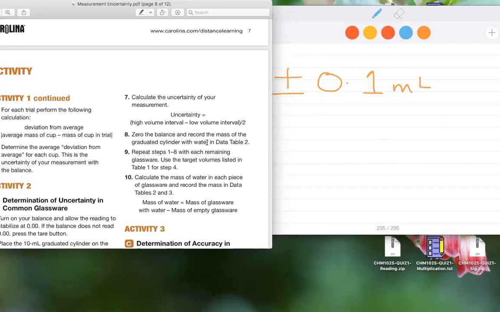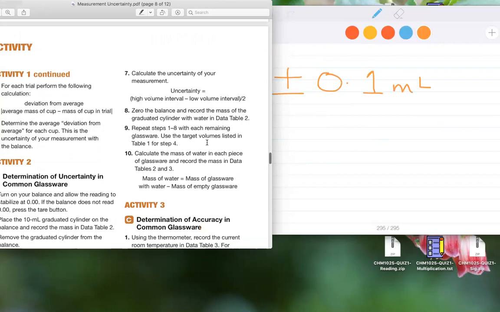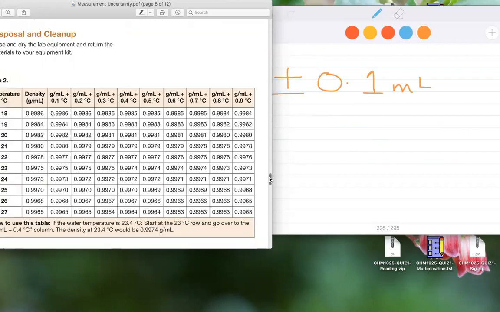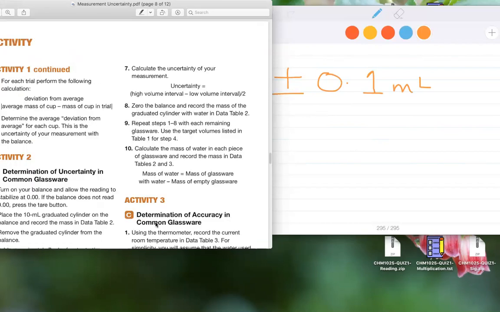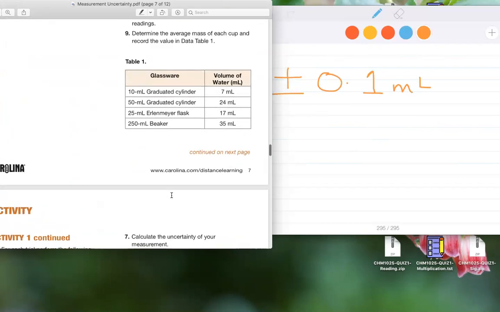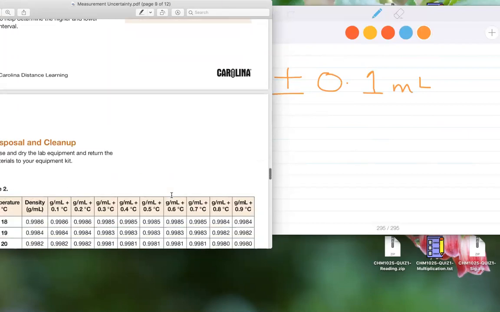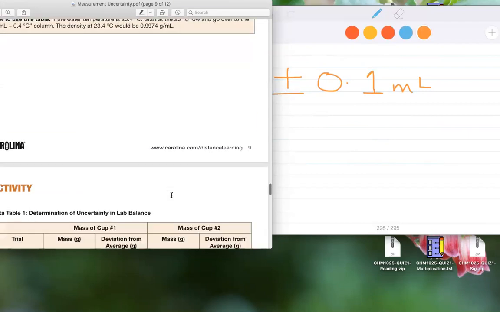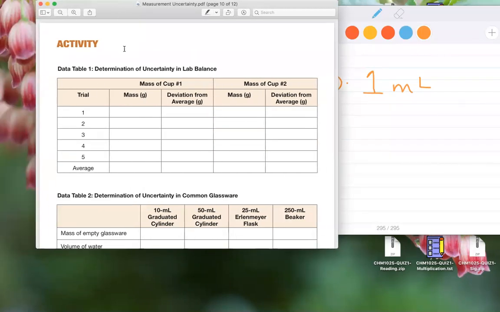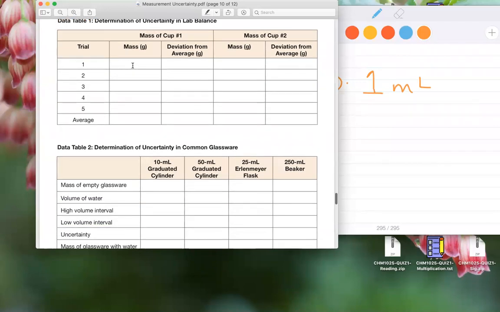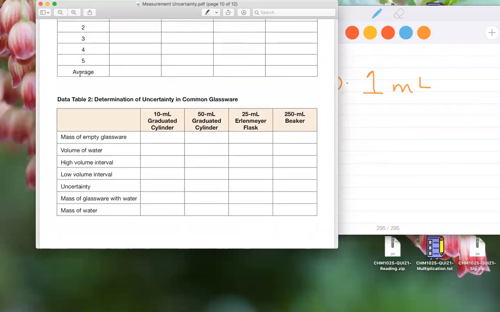in the data sheet, let me see if I have the data sheet on part one. Let's see here. If you look at the data sheet, the volume they are talking about here, uncertainty, volume in the graduated cylinder, 10 ml.